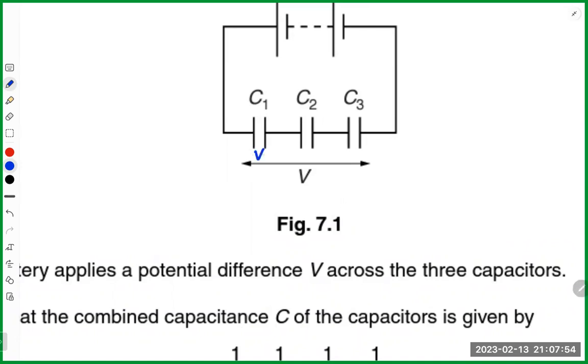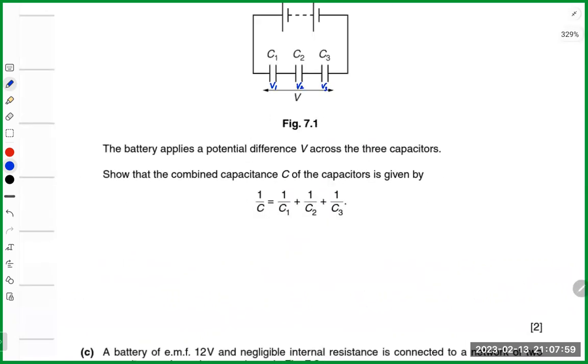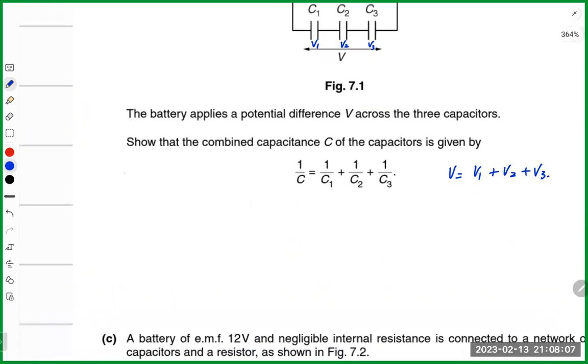So C1 has V1, C2 has V2, C3 has V3. One thing that you can say for sure is V equals V1 plus V2 plus V3. But we know V equals total charge divided by total capacitance. V1 equals the same charge divided by capacitance of 1. V2 will be the same charge divided by capacitance of 2. V3 is the same charge divided by capacitance of 3.